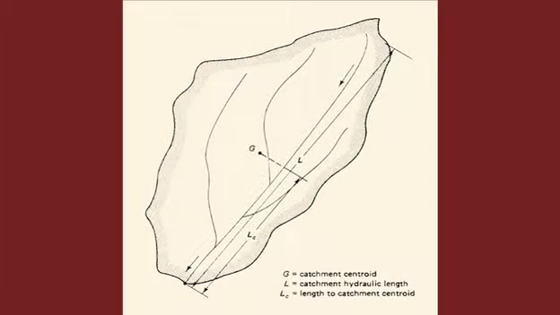The catchment length, or hydraulic length, is the length measured along the principal watercourse. The length to catchment centroid is the length measured along the principal watercourse, from the catchment outlet to a point located closest to the catchment centroid.